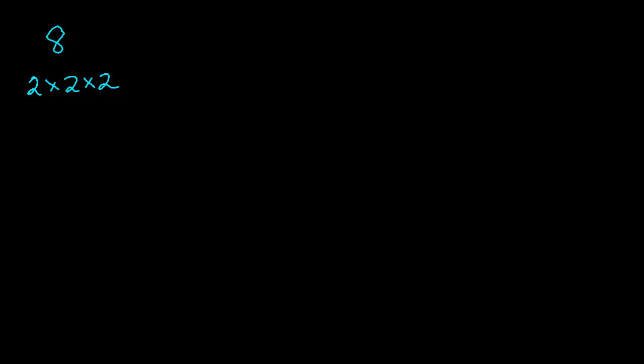Then we have, for example, 125. We can multiply 5 with 5 three times and we will end up with 125. There are more numbers like that. For example, we have a number like 81, where we can multiply 3 repeatedly 4 times. 3 multiplied by 3 multiplied by 3 multiplied by 3 and we have 81.